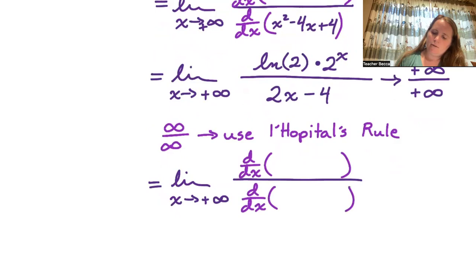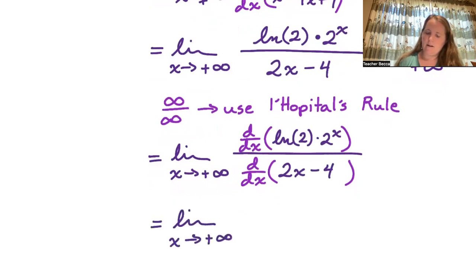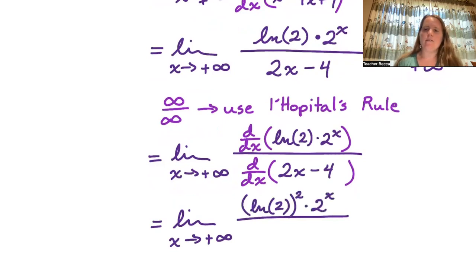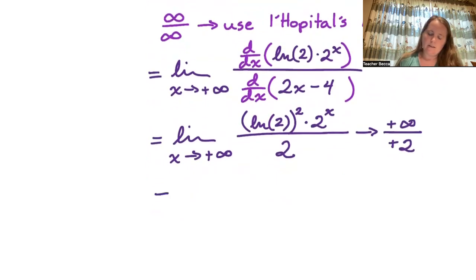So up top, we have the derivative of the natural log of 2 times 2^x. Down below, we have the derivative of 2x - 4. This gives us the limit as x approaches positive infinity of, up top, a natural log of 2 times a natural log of 2, or natural log of 2 squared, times 2^x. And down below, we just have 2. Now the numerator is going to go to positive infinity. The denominator goes to a positive 2. And so in this case, we get positive infinity.